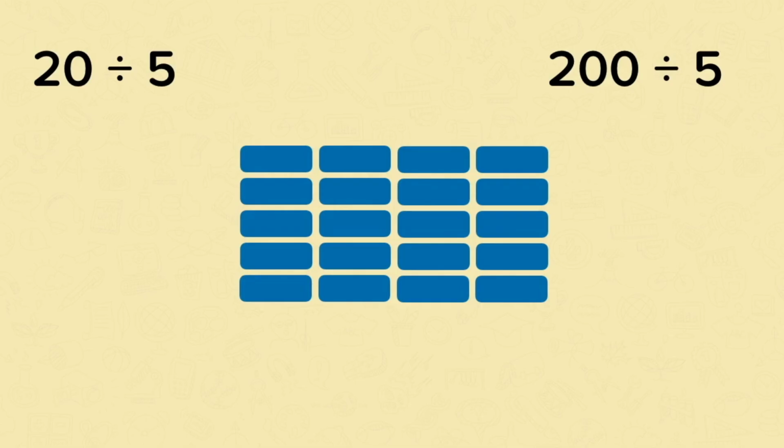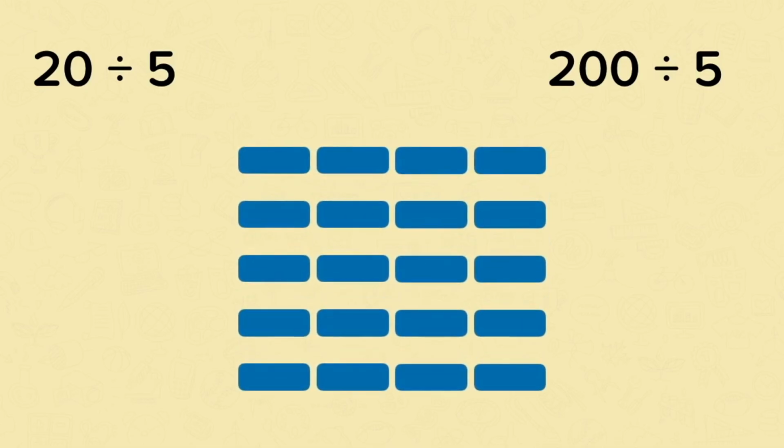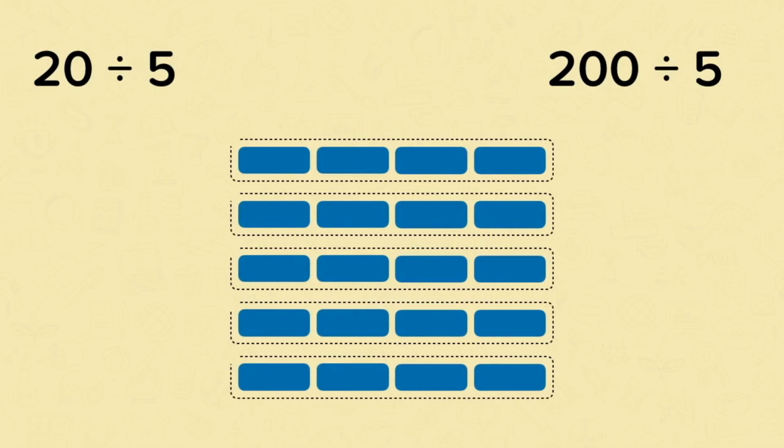Let's start by dividing 20 by 5. You can probably do this in your head already, but we're just going to use a model that will help us when we move on to 200 divided by 5. So here we have 20 blocks and we need to divide them by 5. If we split these 20 blocks into 5 groups, we get 4 in each group. So 20 divided by 5 equals 4.